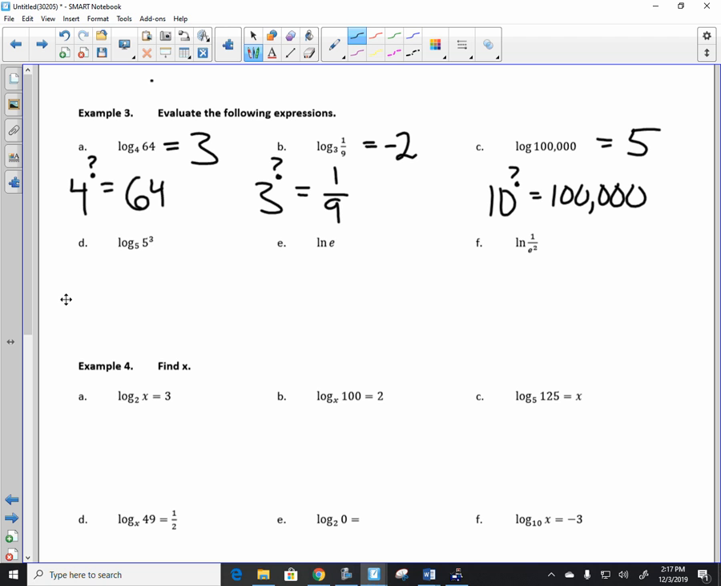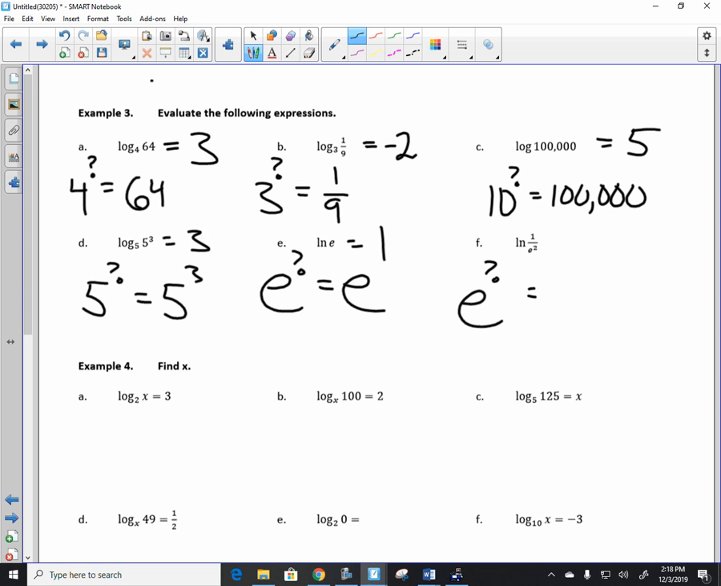Some people get confused when they see this. This means 5 to what power is 5 to the 3rd? 5 to the 3rd is 5 to the 3rd. So what fills the question mark? 3. Next one says e to what power is e? 1. And the next one says e to what power is 1 over e squared? Yeah, it's a negative. -2.